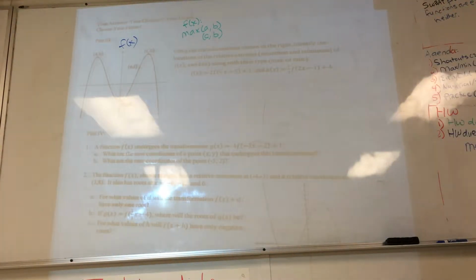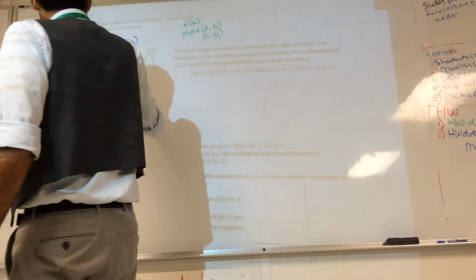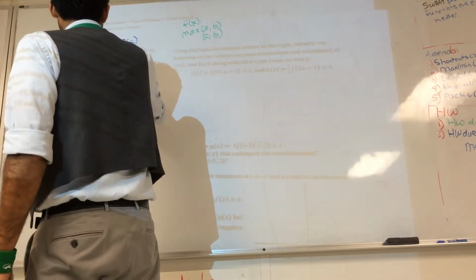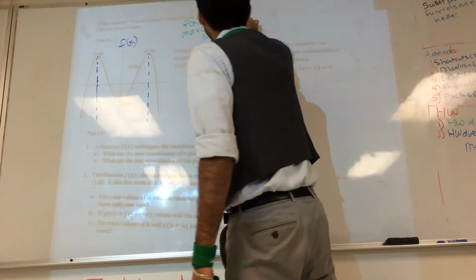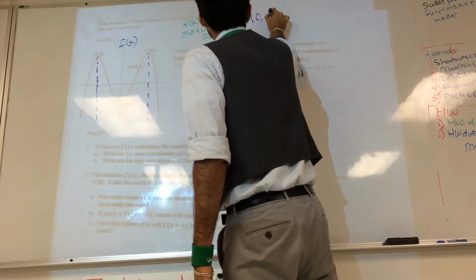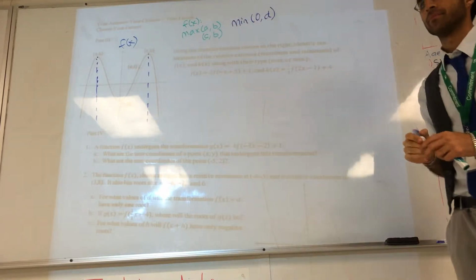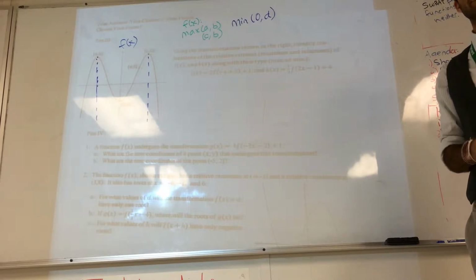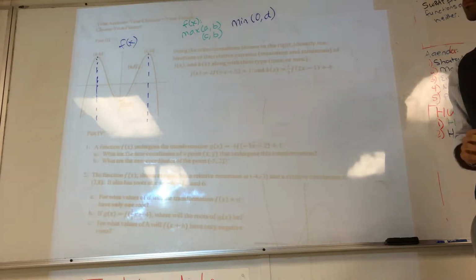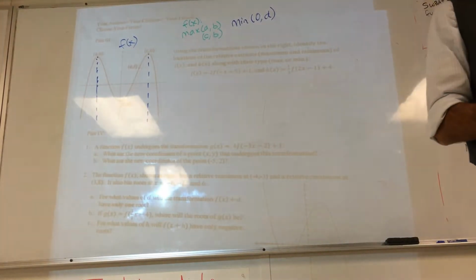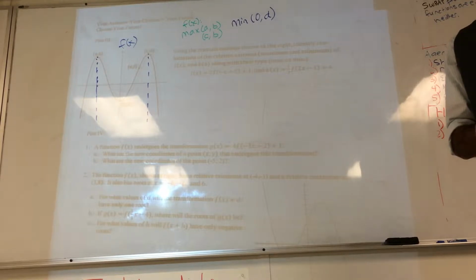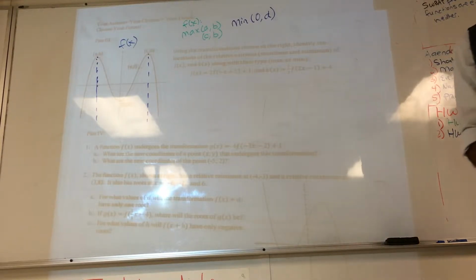Now, we're also talking about relative max and relative min. So the relative min is going to be right here at 0D. And by relative, we just mean in this interval. We have our relative min at 0D. Questions on this? Everybody should have this problem at their desk, on the homework that's due Friday.